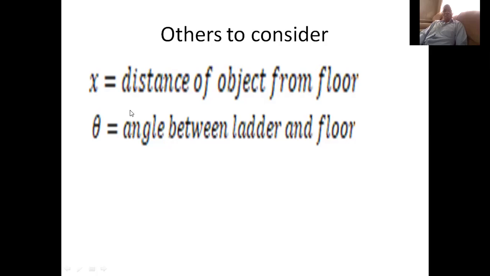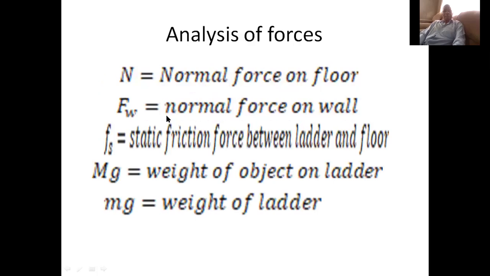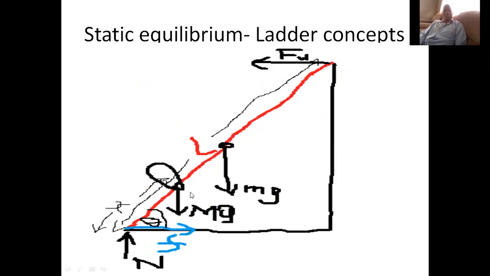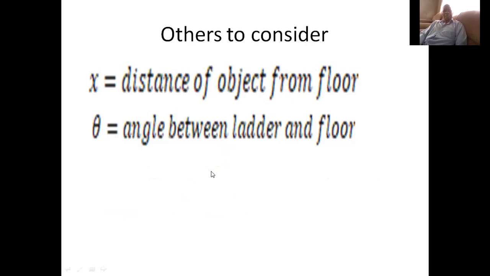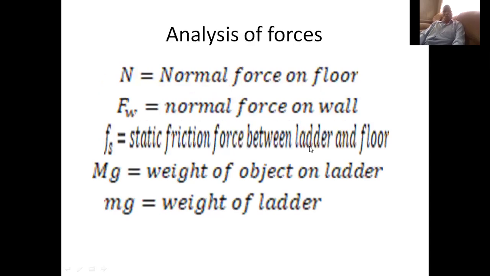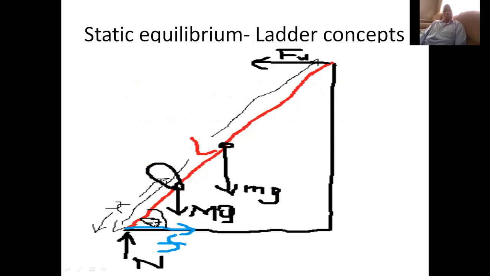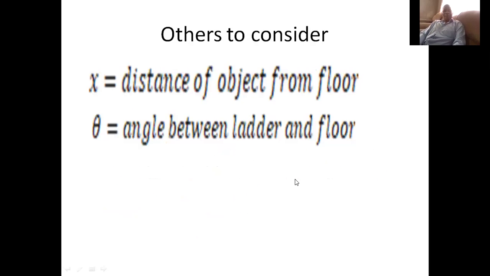Other things to consider: I said there is a distance, x. This object is x distance from the floor. Okay, and then there is an angle theta between the ladder and the floor, which we have indicated here. Theta is the angle between the ladder and the floor.